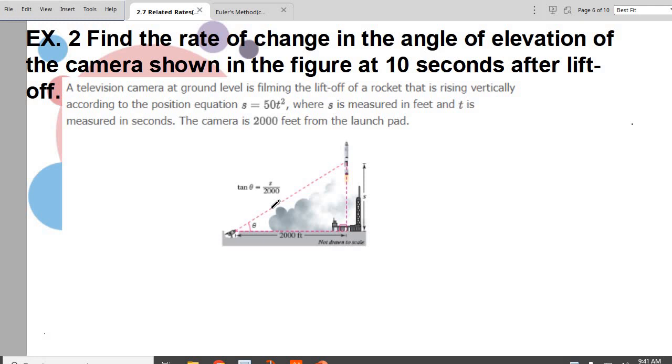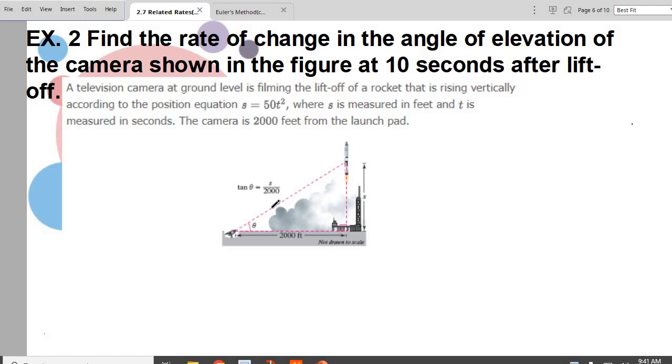The television camera at ground level is filming the liftoff of a rocket that is rising vertically according to the position equation S equals 50t squared, where S is measured in feet and t is measured in seconds. The camera is 2,000 feet from the launch pad.